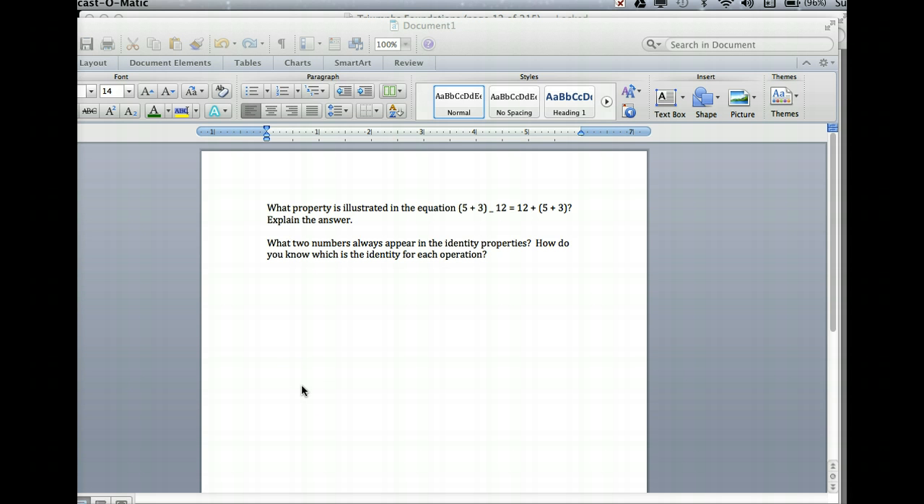So you've had a lot of practice on identifying the properties. So now I have a couple of questions that I want you to answer. First of all, what property is illustrated in this equation? And I want you to explain your answer. And what two numbers always appear in the identity properties? And how do you know which is the identity for each operation? It looks to me like I've made a little boo-boo. That needs to be a plus sign right there. So answer these two questions, and then I want you to discuss them with your partners.